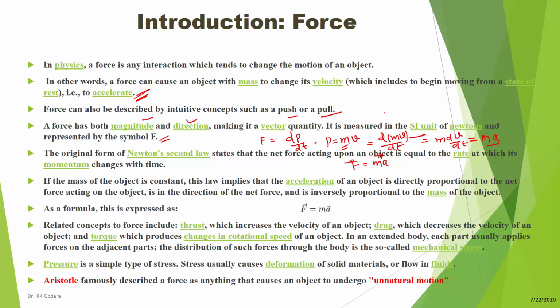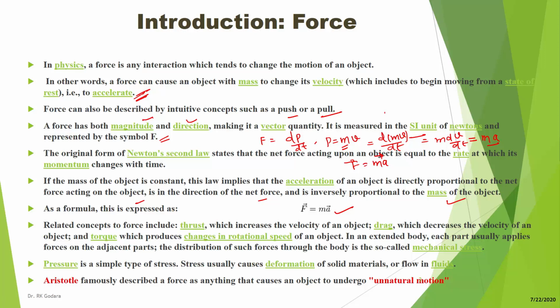If the mass of the object is constant, then this law implies that the acceleration of the object is directly proportional to the net force acting on it and in the direction of the net force. So F is equal to ma, and the acceleration is inversely proportional to the mass of the object. Related concepts of force include thrust, which increases the velocity of an object, drag, which decreases the velocity of an object, and torque, which produces changes in rotational speed.